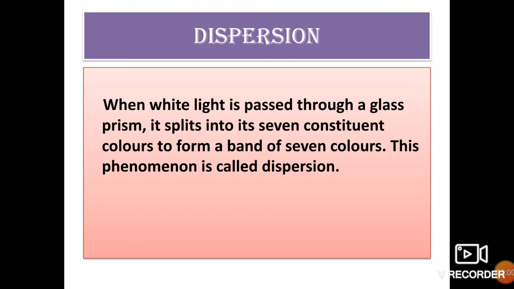Dispersion. When white light is passed through a glass prism, it splits into its 7 constituent colors to form a band of 7 colors. This phenomenon is called dispersion.